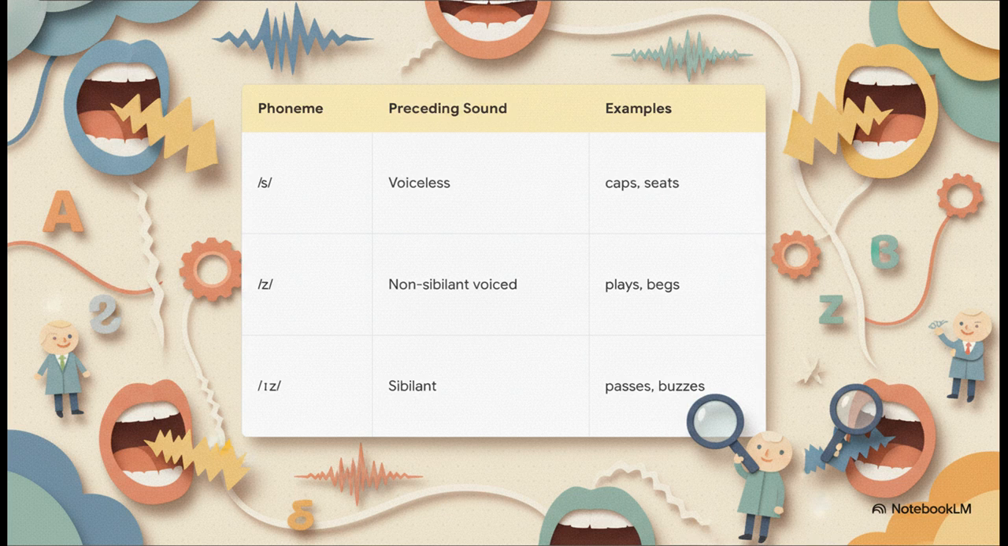Finally, we have the "iz" phoneme. This specific realization follows sibilant consonants, which are those hissing or hushing sounds like s, z, sh, or ch. Because you cannot easily pronounce two hissing sounds back to back, English forces an extra syllable, giving us words like passes, buzzes, catches. It's a wonderful, wry irony of academic linguistics that every single day millions of native speakers effortlessly execute these complex sibilant phonological rules flawlessly, all while having absolutely no idea what a sibilant actually is.